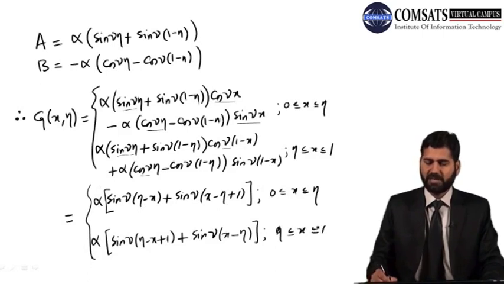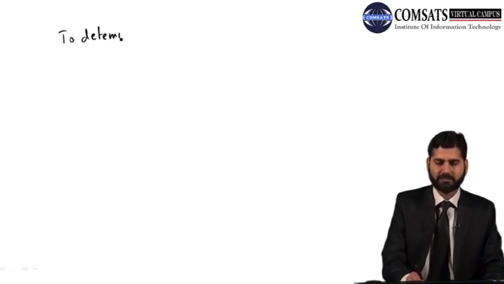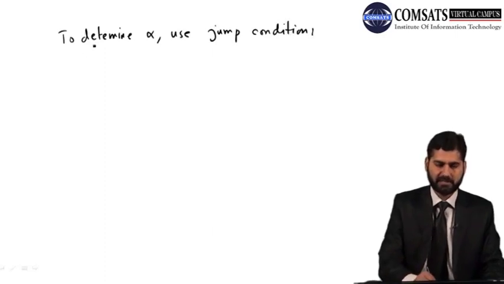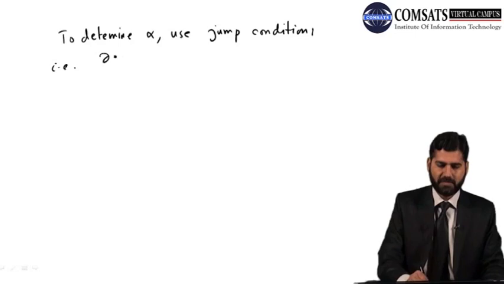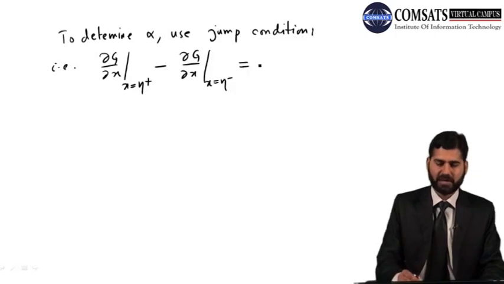So now I'm left with only alpha. So now I will use the jump condition to find the alpha. So to determine alpha, use the jump condition. So the jump condition is, that is partial g by partial x at x is equal to eta plus 0 minus partial g by partial x at x is equal to eta minus, should be equal to minus 1.